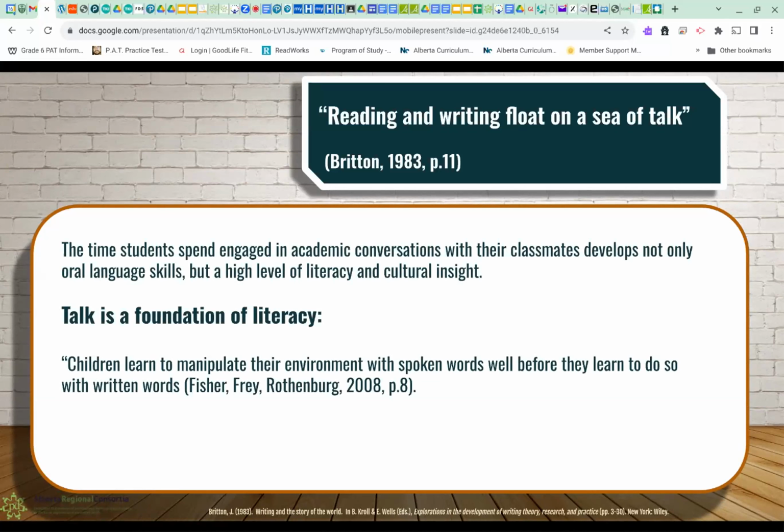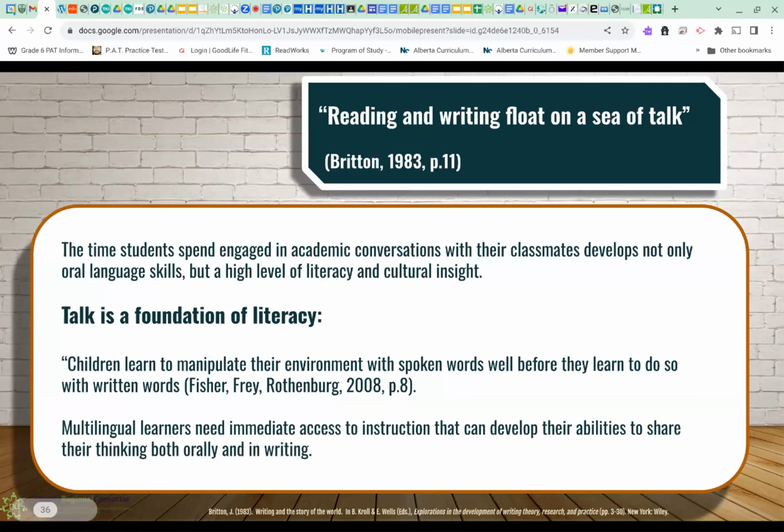If we're hearing it, we're using it. If we're hearing it, we're understanding it, that we're able to pick those pieces out. And when you think about students right from the beginning, they're learning to manipulate their environment with spoken words before they do that with written words. So it's the basis.